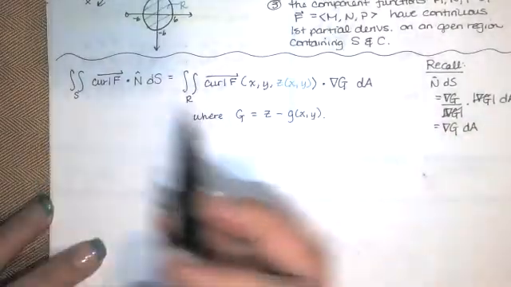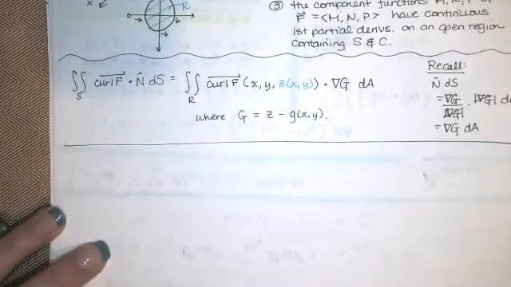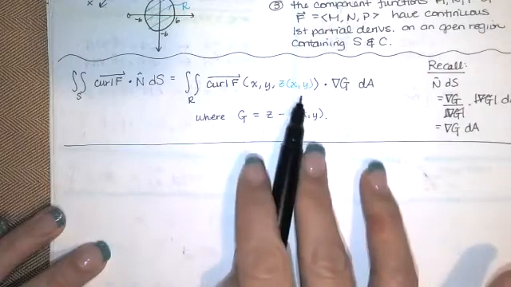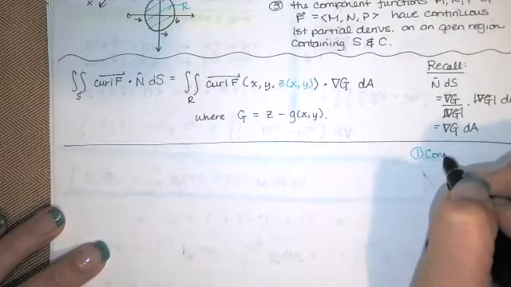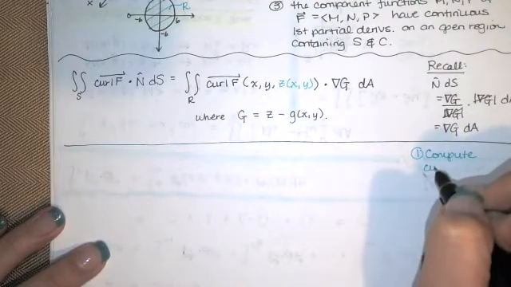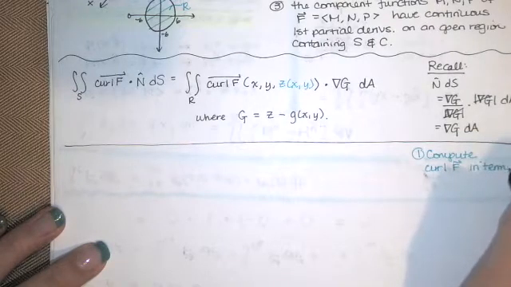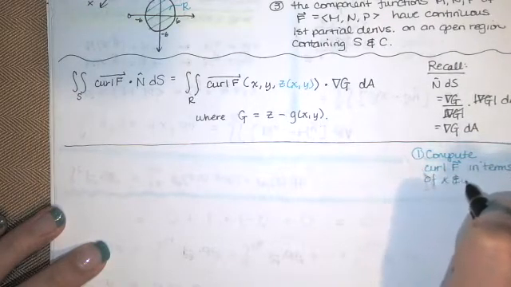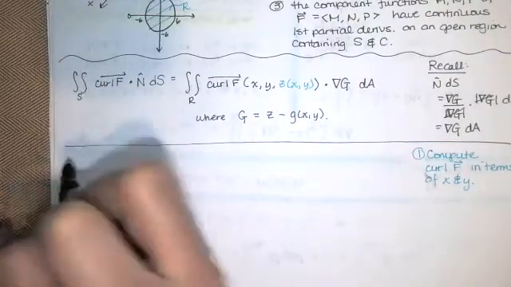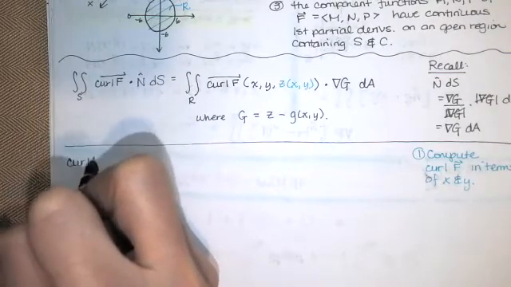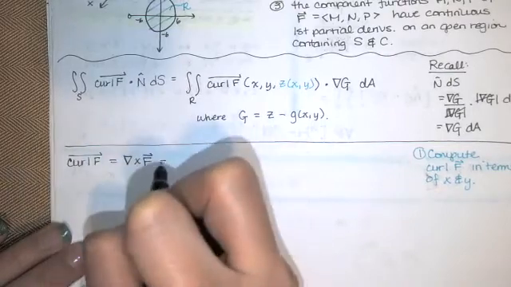Now I love this formula because it tells you exactly what to do. The first thing that we'll do is find the curl of F in terms of X and Y only. It's very easy. Now, first we need to find the curl of F, which we can think of as a cross product with the del operator.